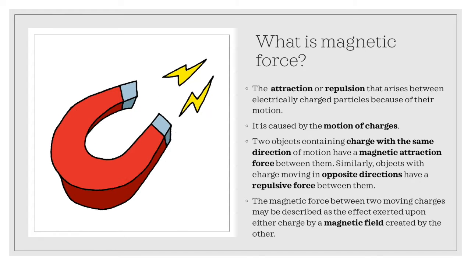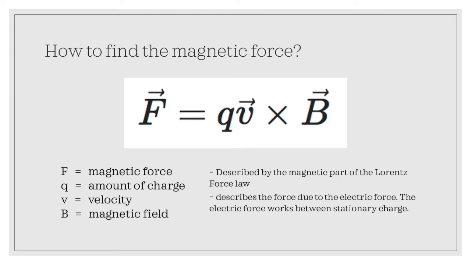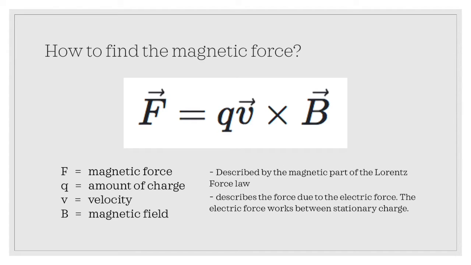The magnetic force between two charges may be described as the effect exerted upon either charge by a magnetic field created by the other. The formula for finding the magnetic force is described by the magnetic part of the Lorentz force law and describes the force due to the magnetic field. The electric force works between stationary charges. So the formula is F, or magnetic force, is equal to the amount of charge times velocity times the magnitude of the magnetic field.